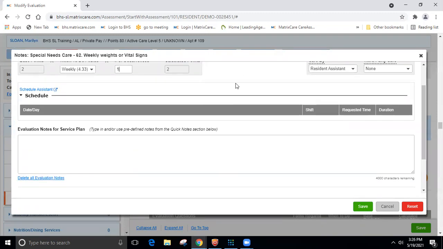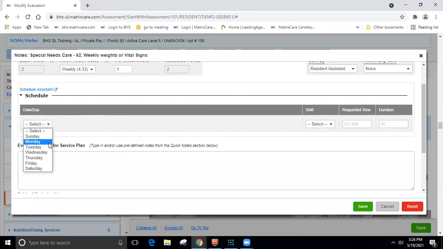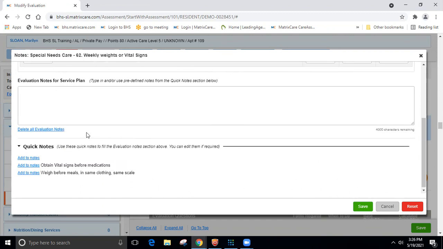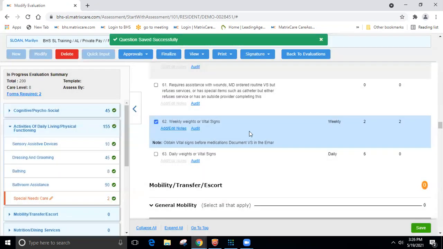So if it's weekly, one time a week, you can put your day of the week. You can put that you want it maybe on the night shift before they get up because it's for a diuretic. And I might tell them this, but I almost will say document vital signs in the EMR, because they're going to document it on the EMR, not here. This is just the service of the weekly weight, getting the points for payment.